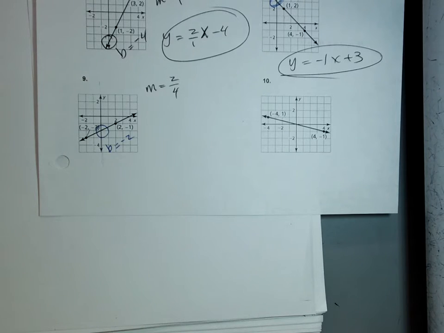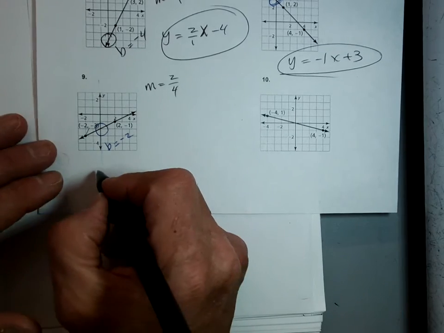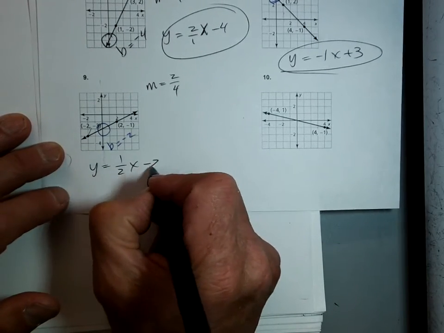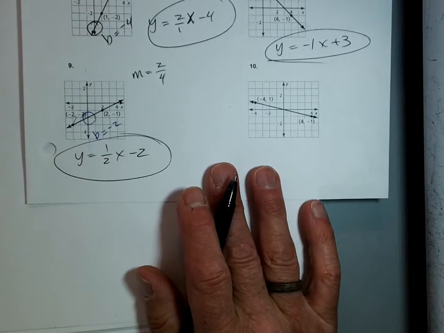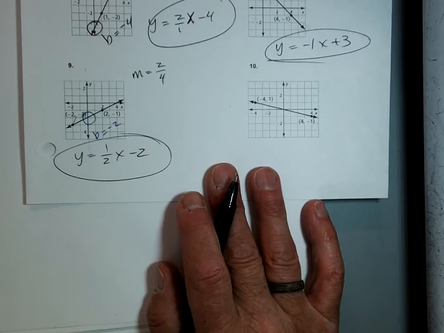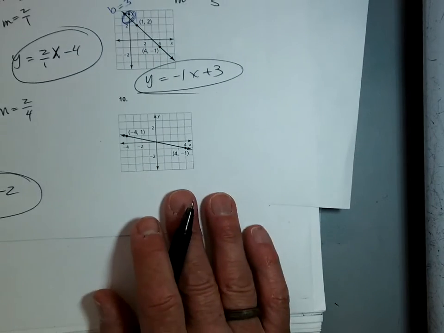Okay. Good question. So here's what I got. I got y equals 1/2 x minus 2. Give me a thumbs up. I want to see how many kids got that answer. Luke, is that what you got? Okay. There you go. Try number 10. I want everybody to try number 10.